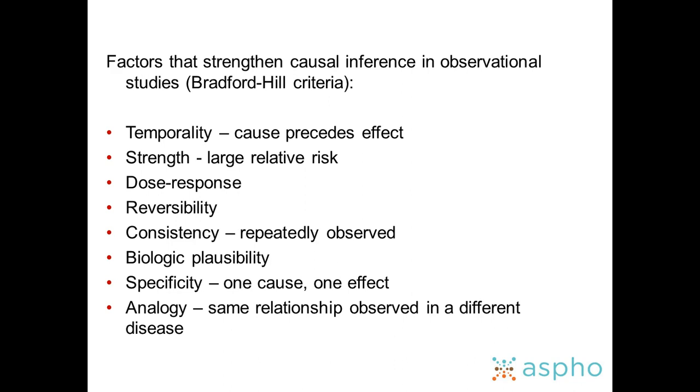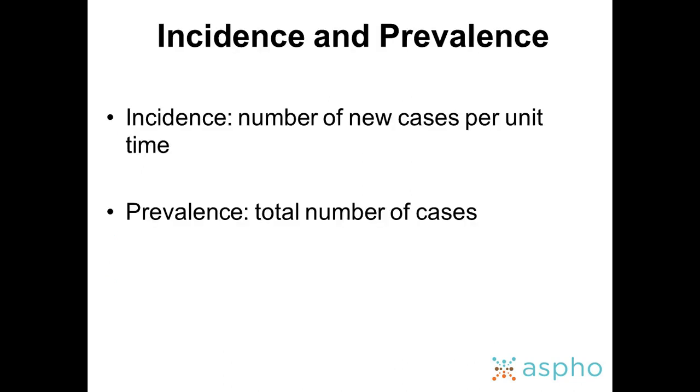The strength, is there a large relative risk? A dose response, as you give more, are you more likely to have the outcome? Reversibility, if you take it away, does the effect go away? Consistency, do we see the same effect in multiple studies? Biological plausibility, does it make sense? Specificity, is there one cause, one effect? And analogy, is the same relationship observed in different diseases?